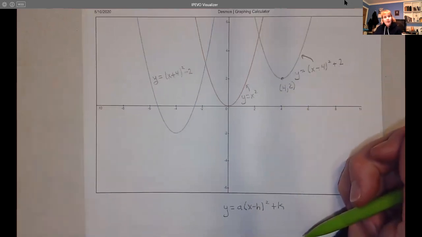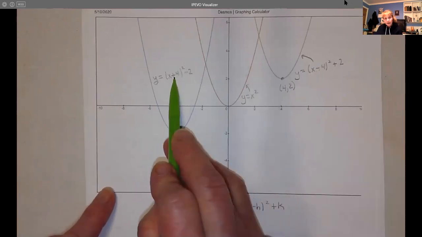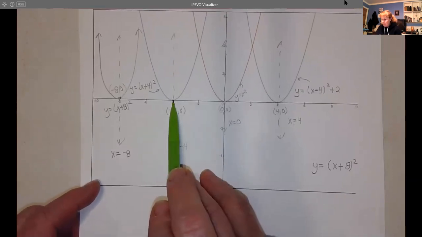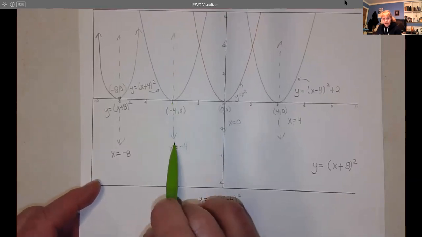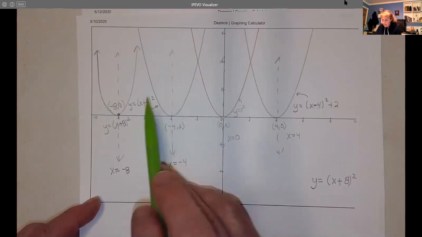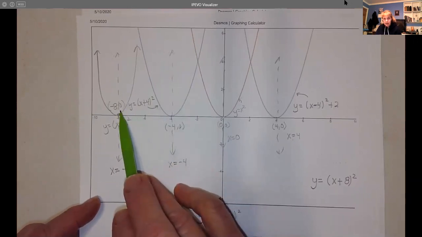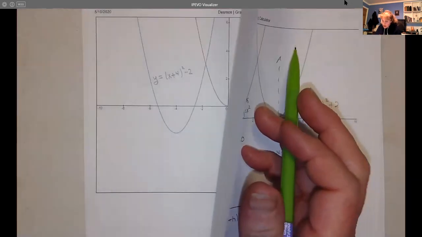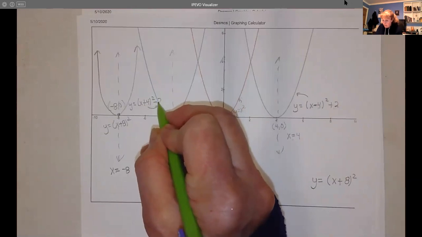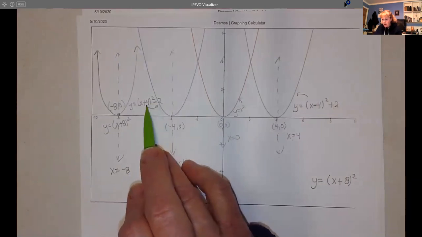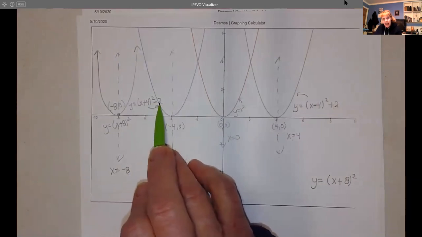Okay. Let's look at this one. This one started out right here on the x-axis. It was a -4, 0. There's my equation, (x + 4) quantity squared. What if I subtract 2 from it? What's going to happen to this blue graph if I subtract 2? I've already gone to the left 4. What does adding or subtracting a number do? What does subtracting a number do?